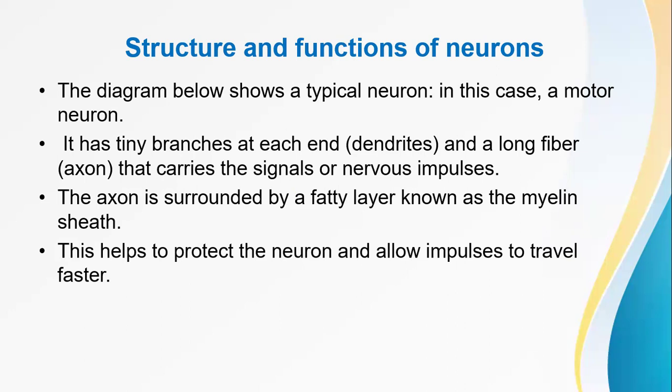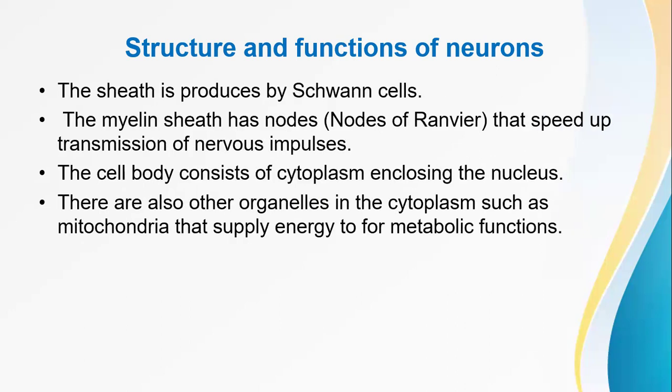The axon is surrounded by a fatty layer known as the myelin sheath, and it helps to protect the neuron and allow the impulses to travel faster. The sheath is produced by the Schwann cells. The myelin sheath has nodes, these nodes of Ranvier, that speed up the transmission of the nervous impulses. The cell body consists of the cytoplasm enclosing the nucleus. So all these are just parts of the neuron.